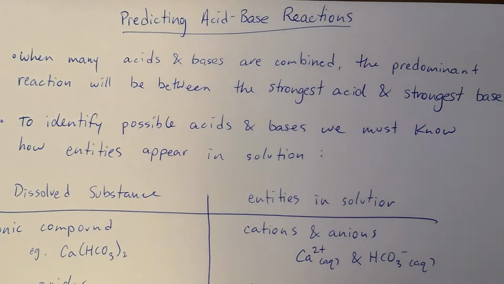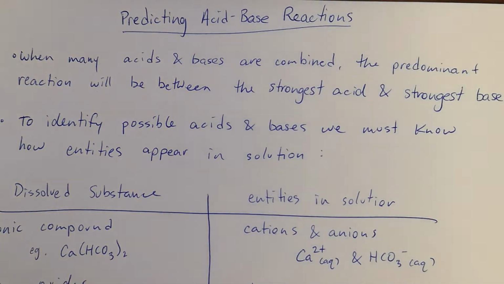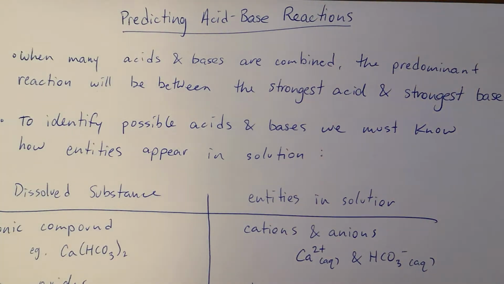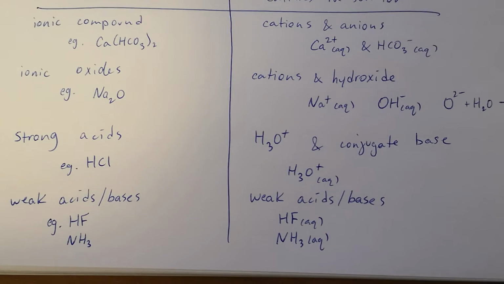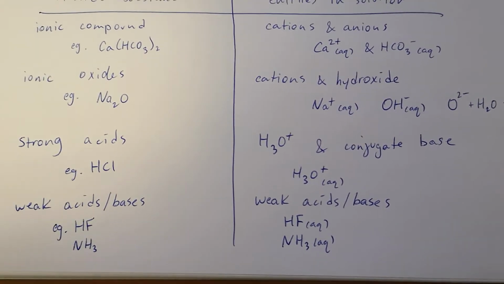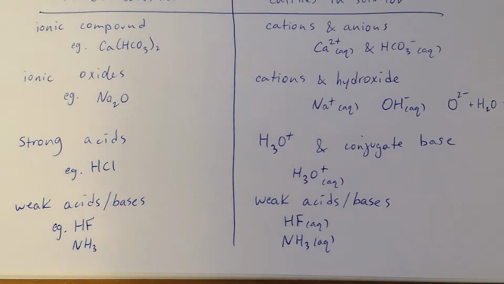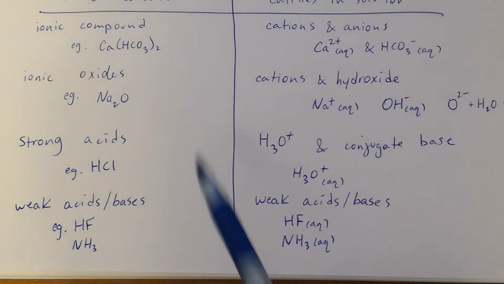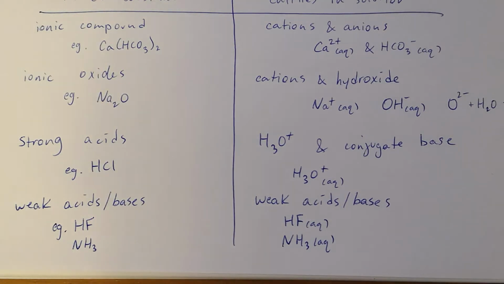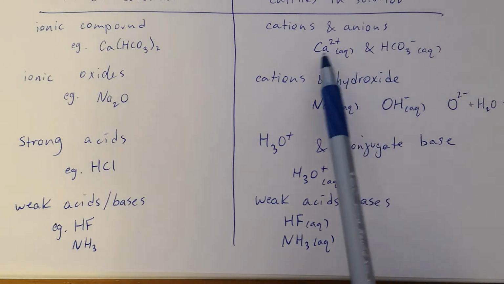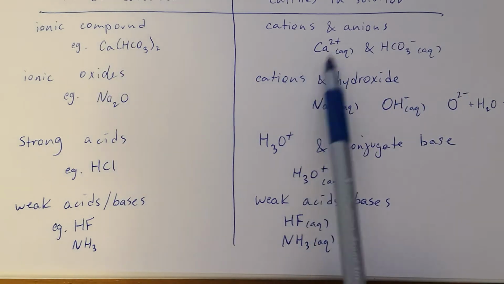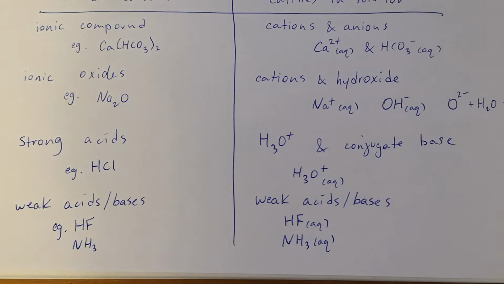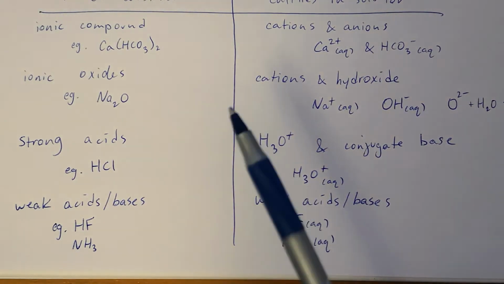To identify possible acids and bases, we have to know how they appear in solution. So I've created a bit of a chart. Most of it's simple. There's a couple ones that might be harder to keep in mind, and I'll highlight those. If you have an ionic compound, it dissociates. I've tried to make that a big deal before. So calcium hydrogen carbonate here, you get calcium ions and hydrogen carbonate ions. No big deal.